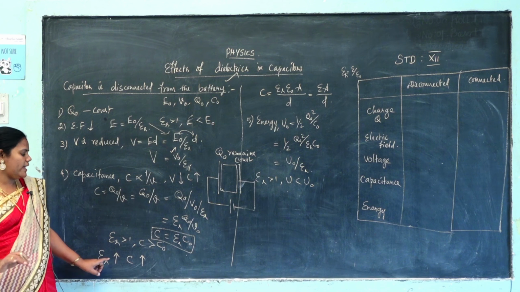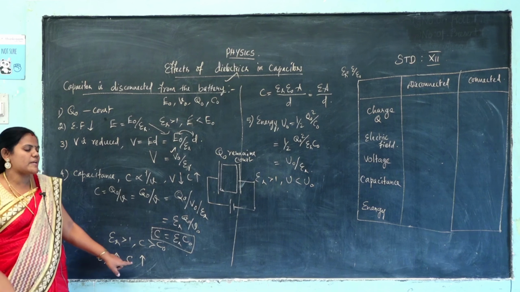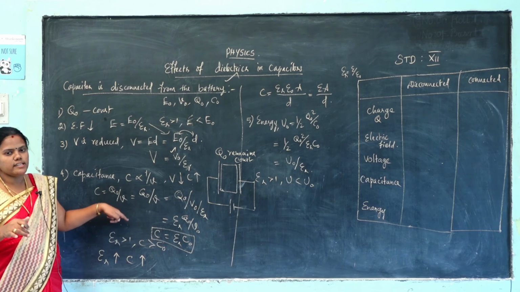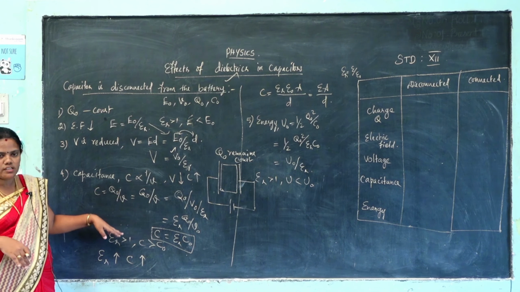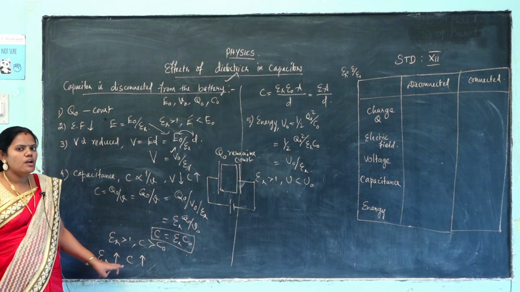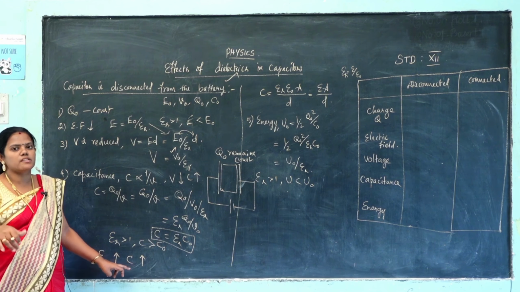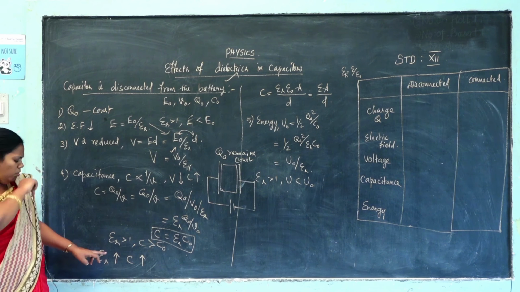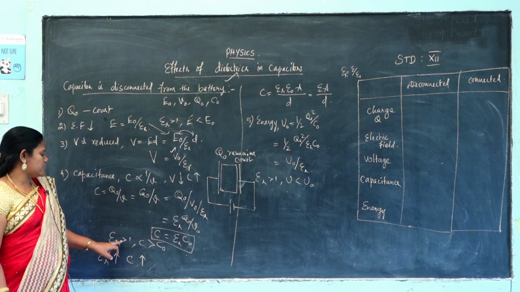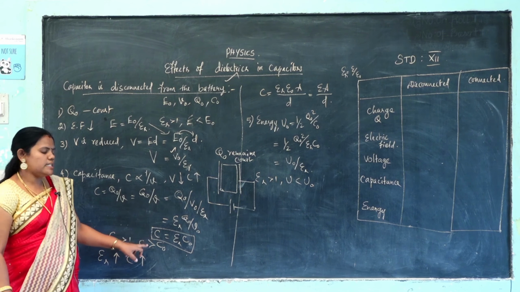And then if the electric field increases, capacitance increases, but if voltage increases, capacitance decreases. In this question, the electric field is decreased, voltage is decreased, but capacitance is increased. Epsilon R is greater than 1, C is greater than C naught.